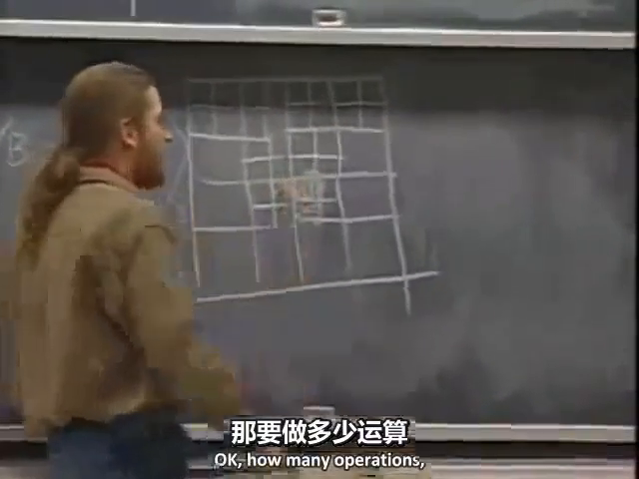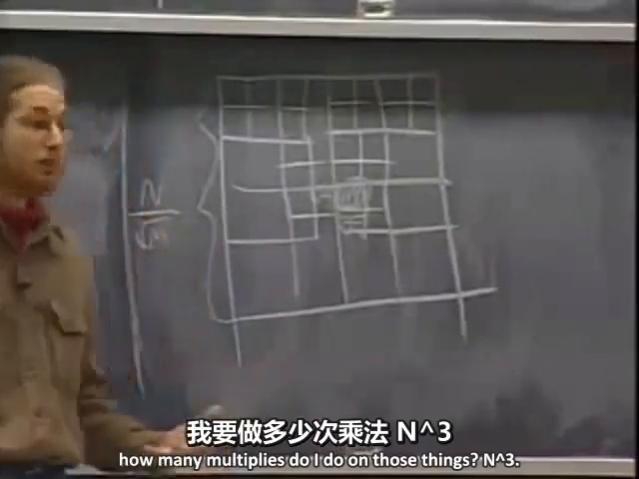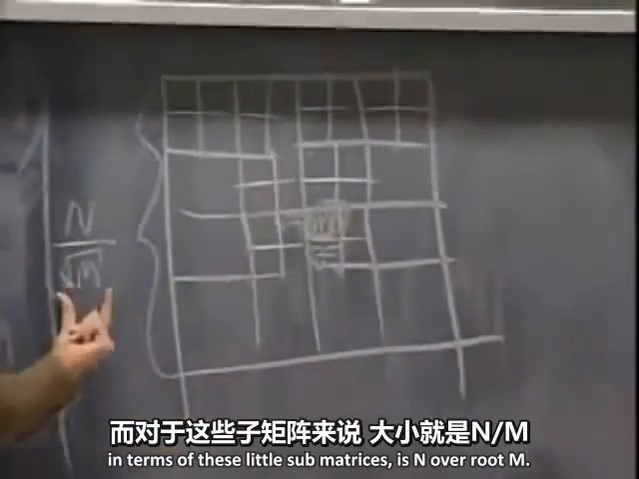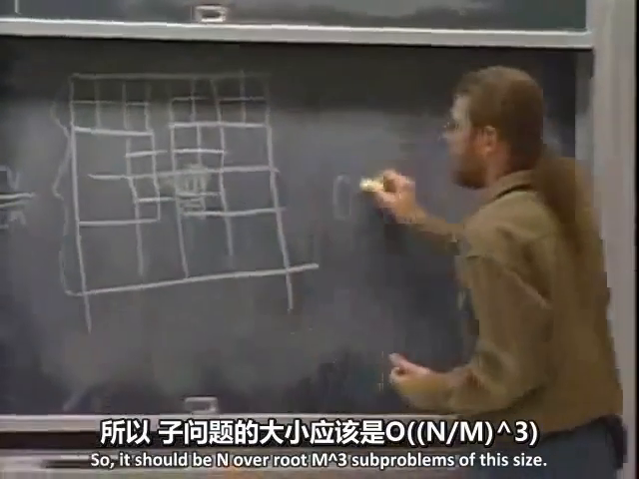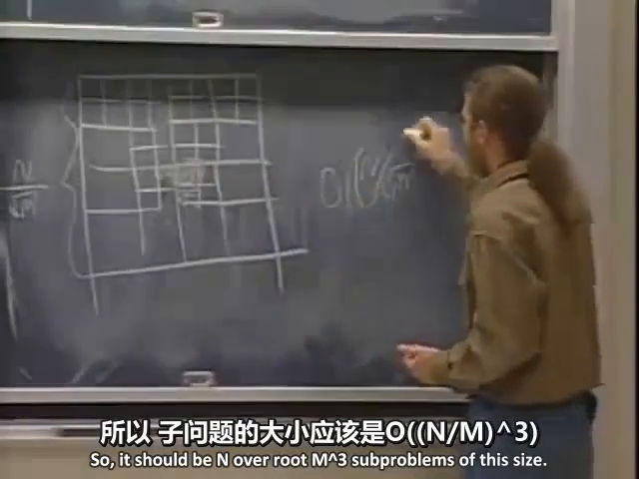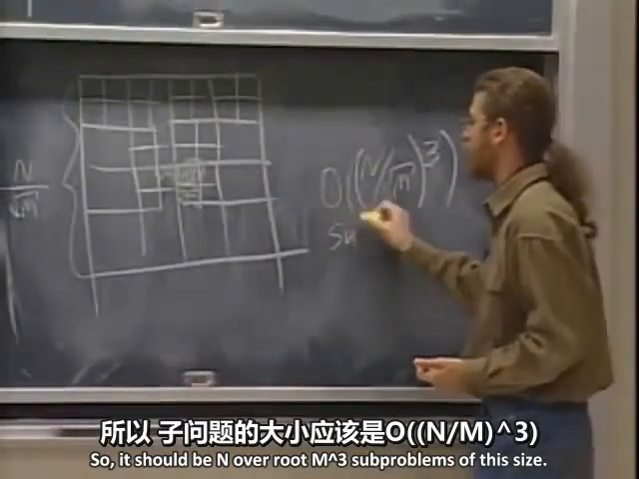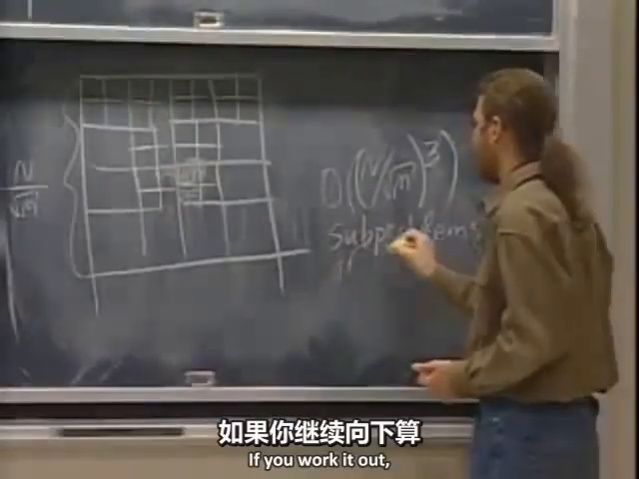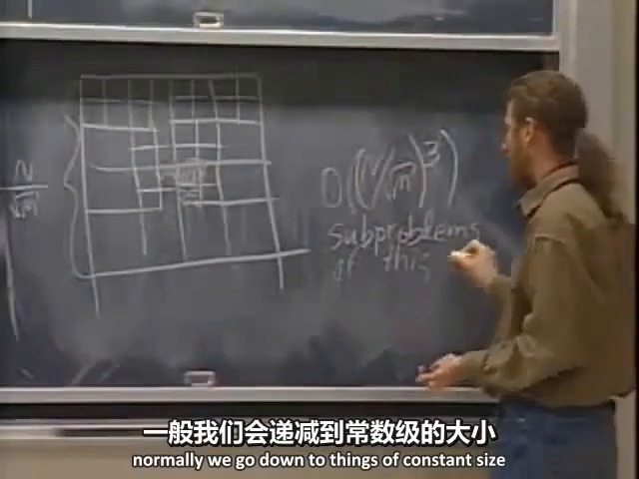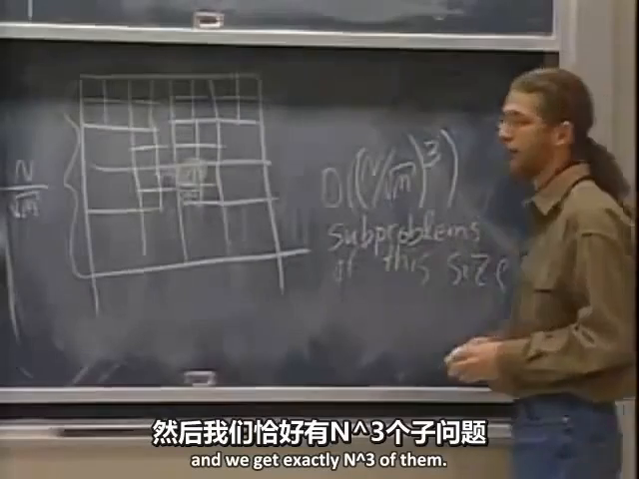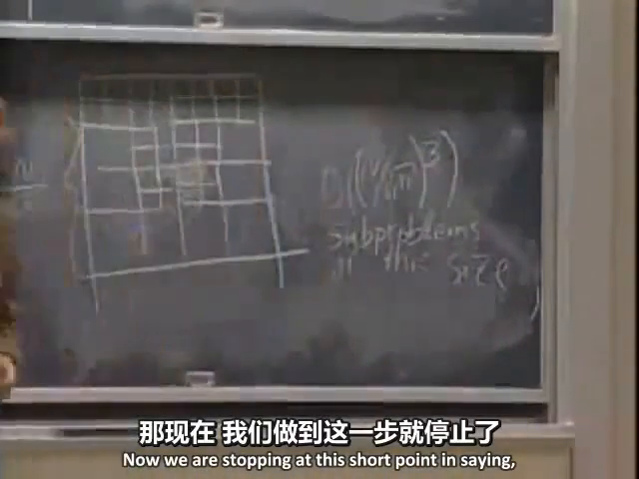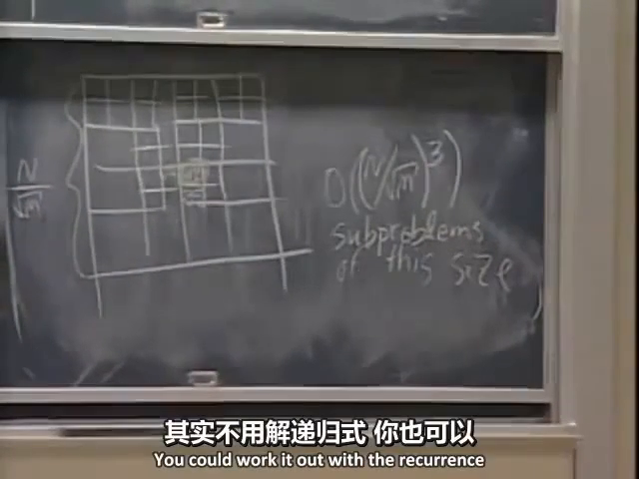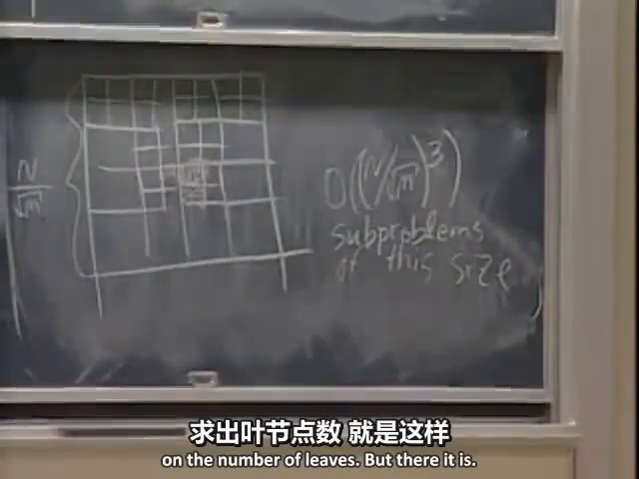Okay, how many operations, how many multiplies do I do on those things? n cubed. But now the size of my matrix in terms of these little submatrices is n over root m. So it should be n over root m cubed subproblems of this size. If you work it out, normally we go down to things of constant size, and we get exactly n cubed of them. Now we're stopping at this short point and saying, well, however many there are, cubed. Okay, there's a bit of hand waving. You could work it out with the recurrence on the number of leaves, but there it is.